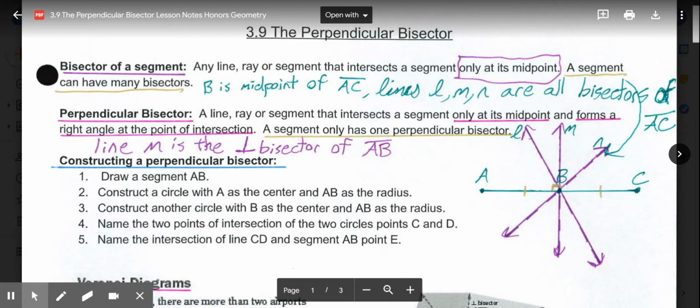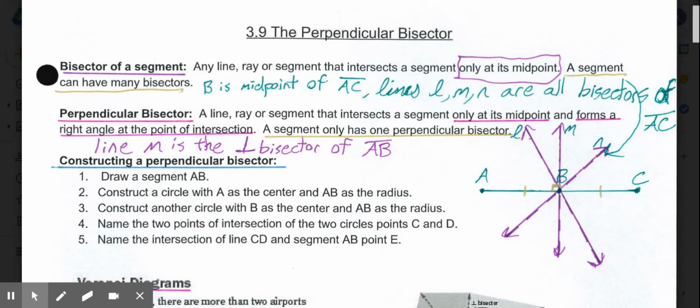So a bisector of a segment is a line, ray, or segment that intersects a segment only at its midpoint, meaning it cuts it into two equal parts. So it's bi, two parts, secting, to cut something. A bisector cuts into two equal parts, intersecting a segment at its midpoint.